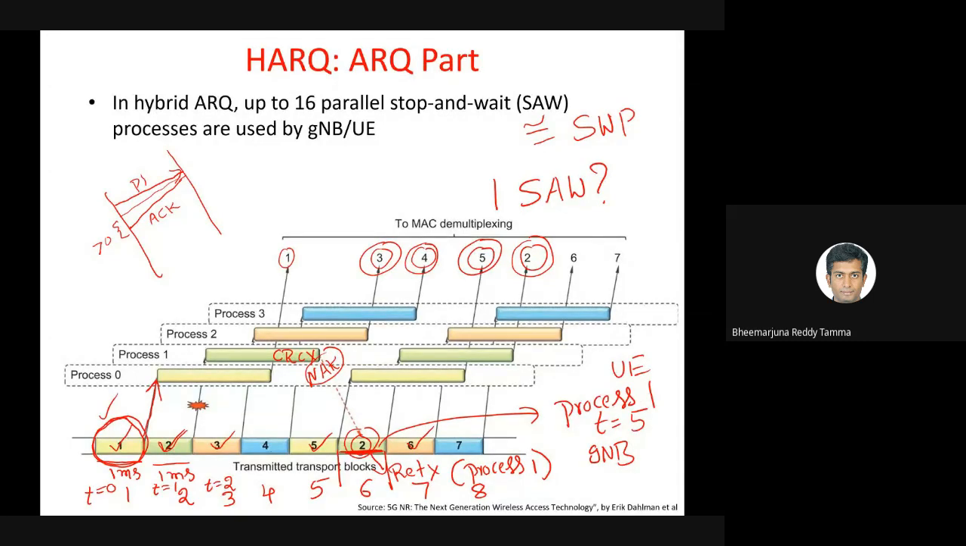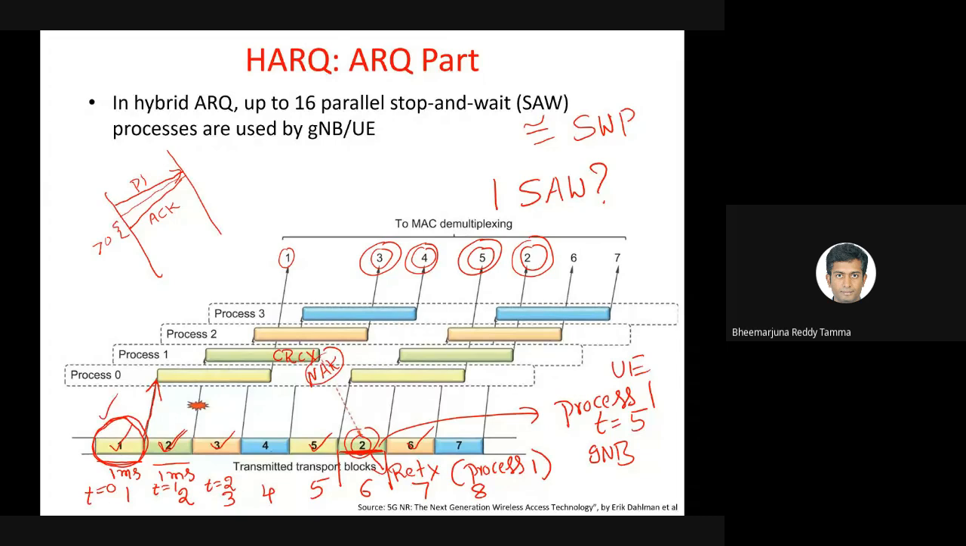That means you can actually decide which of the processes can transmit their packet in the next scheduling interval. It need not be sequential. But rather than waiting for that process to give acknowledgement, you are scheduling whoever is readily available. That's what you are doing. But as soon as you know that there is a negative acknowledgement, depending on the case, you can decide.